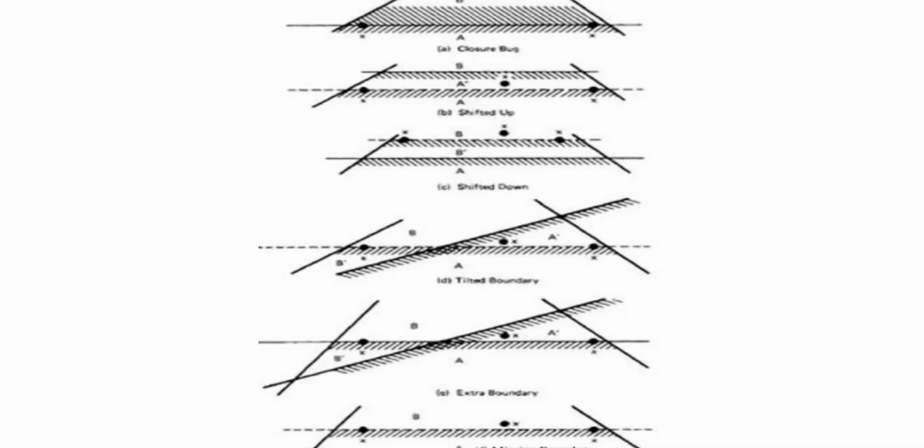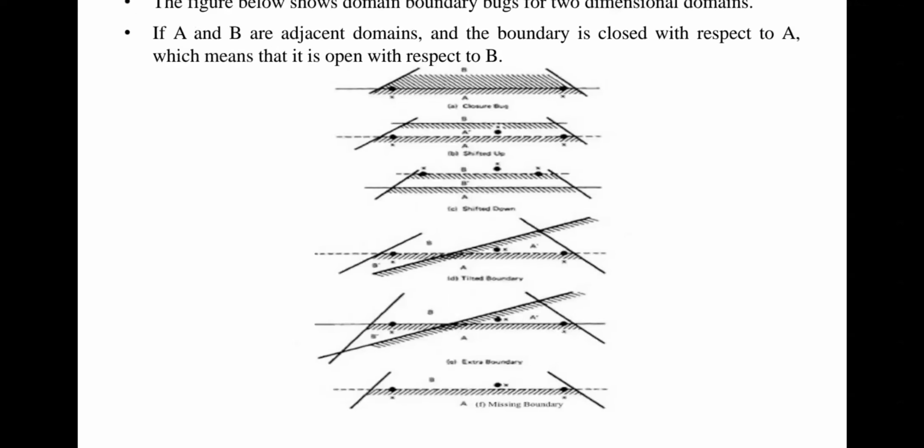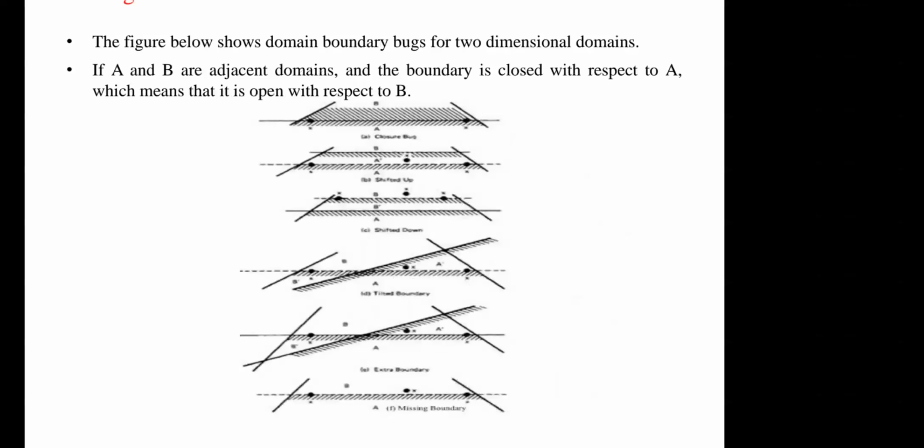Point X is represented far away from the boundary. Next is the tilted boundary: it has to be in one position, but it is represented in another position; the boundary is represented crosswise. Next is the extra boundary. Next is the missing boundary: one boundary is not seen in this diagram, that is missed. The B boundary is missed. So these are the different errors that will be represented for two-dimensional testing.